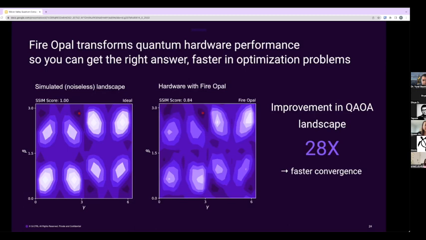With Fire Opal, the optimization landscape is much closer to what you see in a simulated environment, and that results in much faster convergence. Each time you're performing QAOA, you go through this cycle of running on the classical computer and running on the quantum computer, and this can ultimately result in achieving the wrong answer after hundreds of repetitions. But with Fire Opal, we see the number of repetitions reduced drastically, to a factor of 28 times faster, and the results actually converge upon the correct local minimum or local maximum.